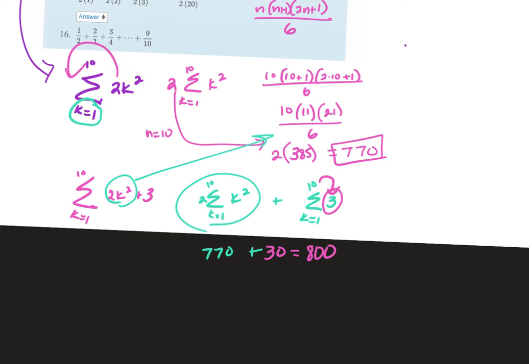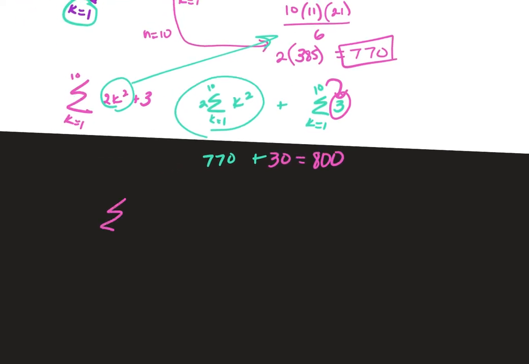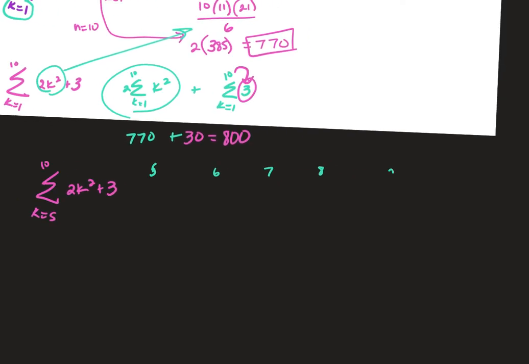What do you do if the k is like 5? So let's say the bottom is 5 and the top is 10, and it's the same formula. You can't use the shortcut. So you plug in 5, you plug in 6, you plug in 7, you plug in 8, you plug in 9, you plug in 10, and then you add them all together.